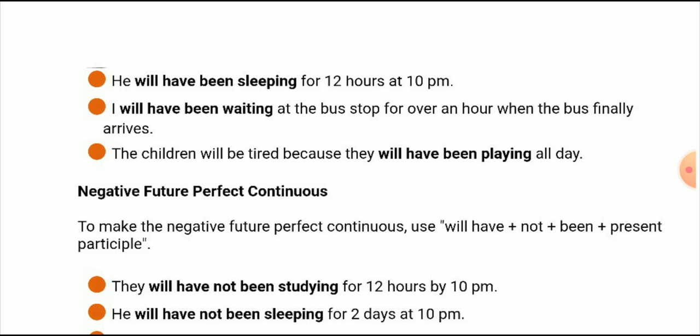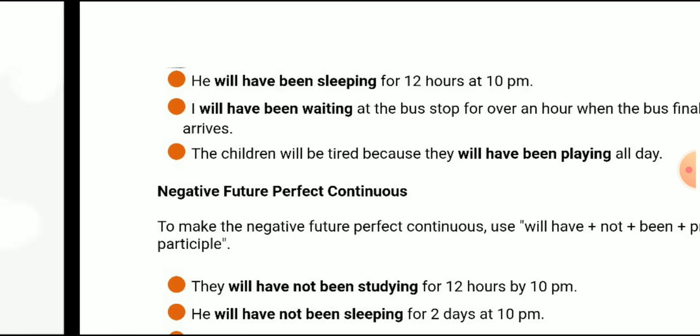Here are some negative future perfect continuous sentences. To make the negative future perfect continuous, use will have plus not plus been plus present participle. For example, they will have not been studying for 12 hours by 10 pm. He will have not been sleeping for 2 days at 10 pm.